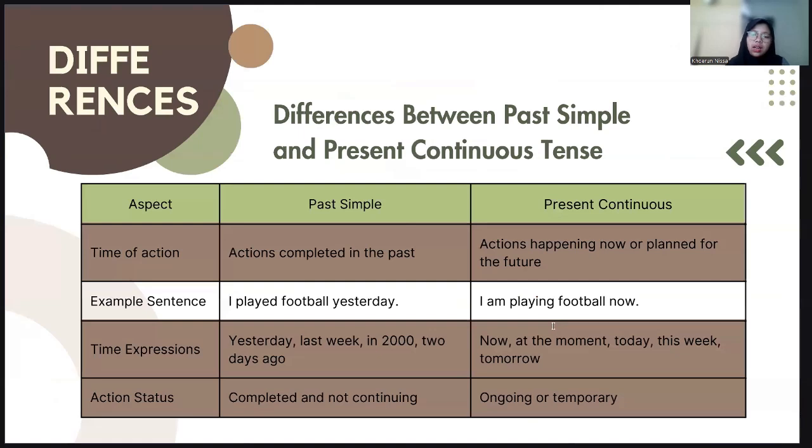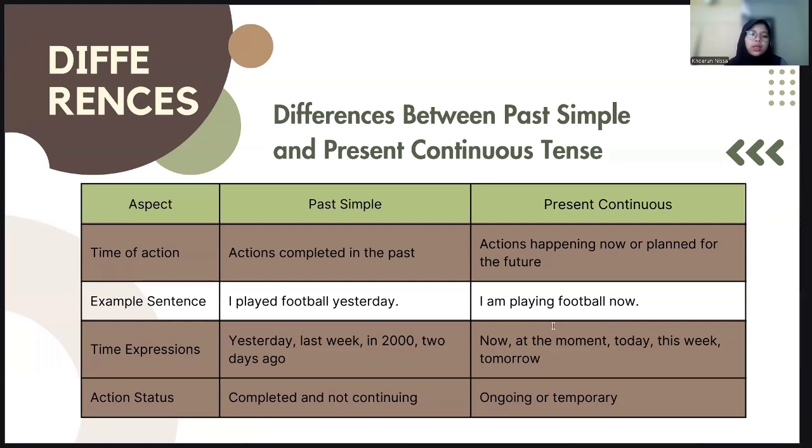Okay, we move to the difference between past simple and present continuous tense. For the aspect of time of action, past simple is an action completed in the past, while present continuous is an action happening now or planned for the future. For the example, past simple: I played football yesterday.